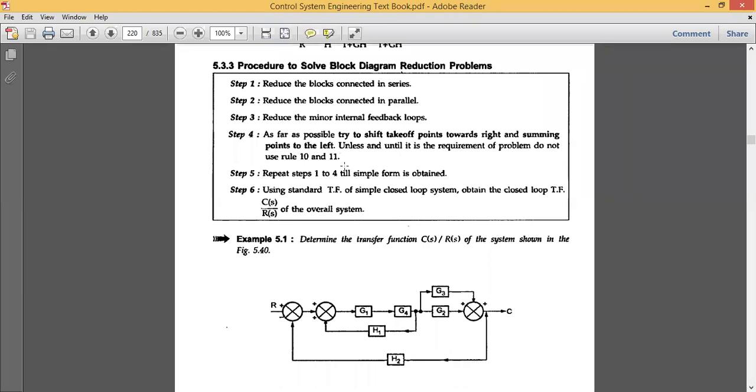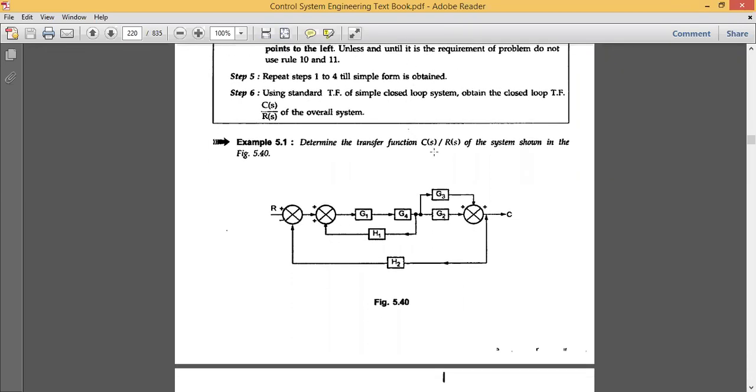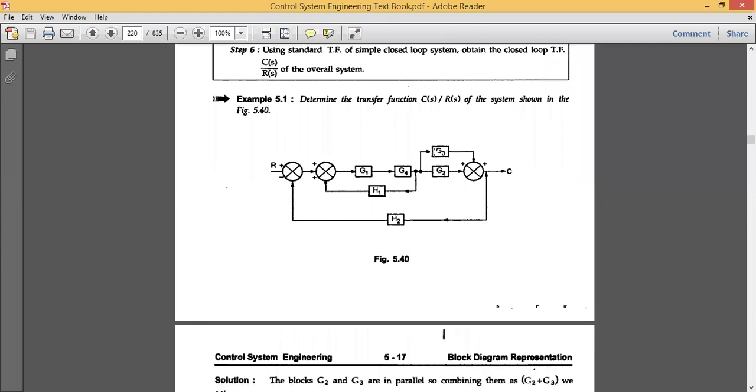Next, you can shift the takeoff points towards the right side and the summing points towards the left side of your complete block diagram. You keep shifting until there is no feedback, shifting your summing points and takeoff points. Then, the fifth step, you can repeat all the steps to obtain the simplified block diagram of the given control system. Now let us go with one more example today.